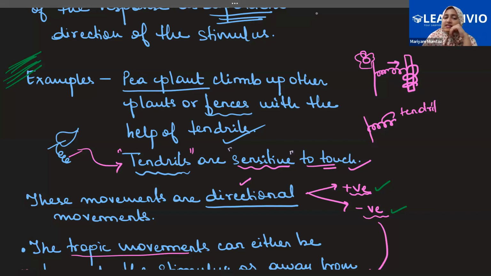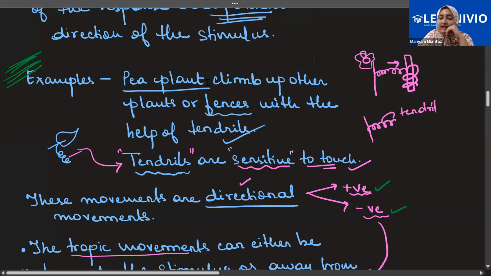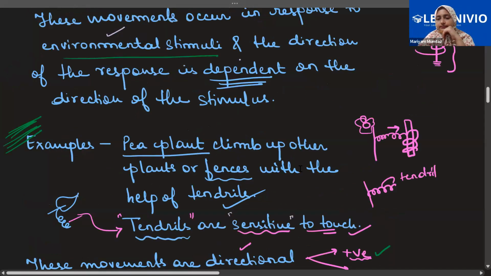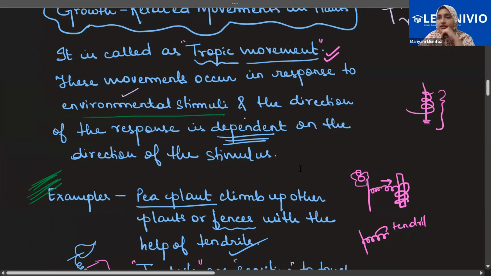Now, these tendrils are sensitive to touch. For example, even if you put your finger there and stand there for a while, like for 2 to 3 days, they will wrap around your finger also. So they need a support so that they can wrap around. And how are they able to wrap around? They are able to wrap around because they are sensitive to touch. Clear? Any doubts up until now, students?